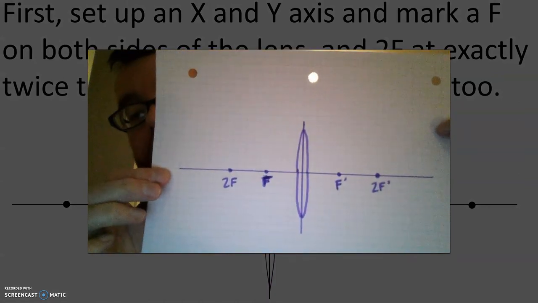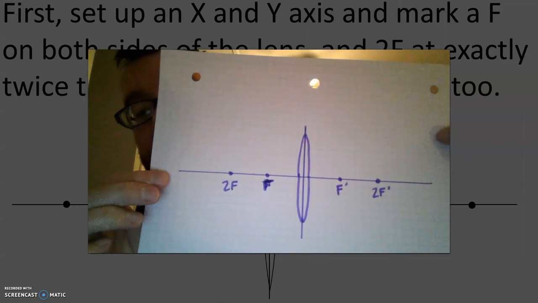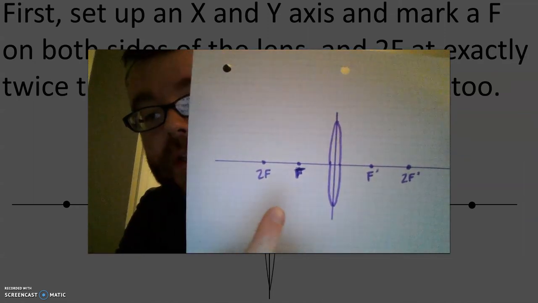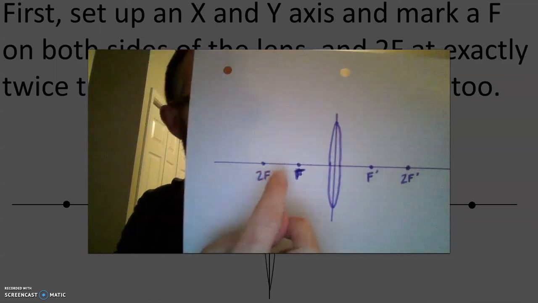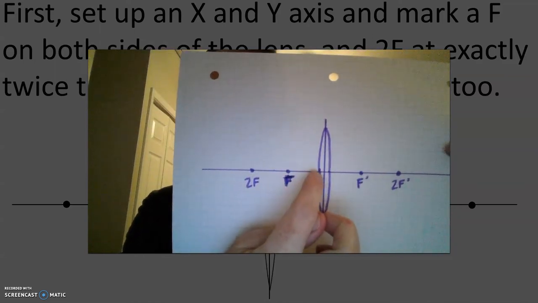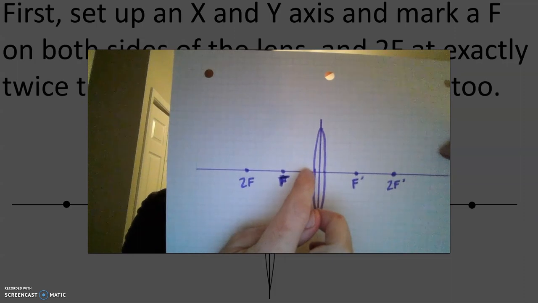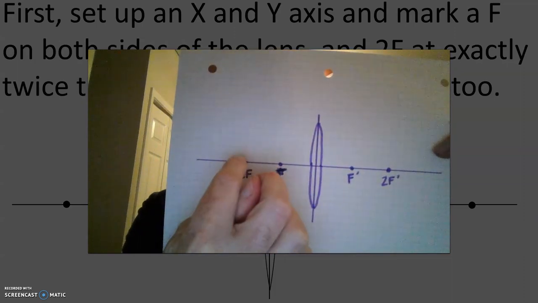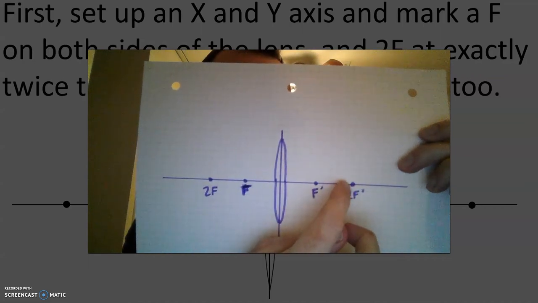So I've got some graph paper that I managed to find here. If you don't have graph paper, you're going to need to make sure that these distances are exactly the same. So I've got my F. For me, that's 5 away from the origin. F prime over here, 5 away on the other side. 2F, 10 away. 2F prime, 10 away.